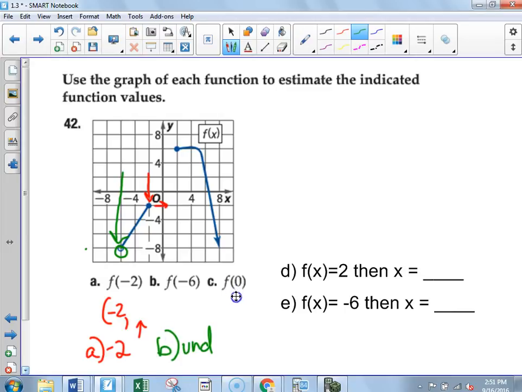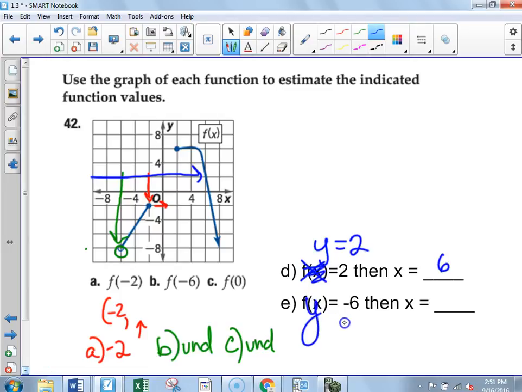What about c? F of 0. Is the graph crossing anywhere here? No. So c is undefined. This is totally different. Do you know what this means, guys? Yes, f of x means y. So if y is 2, what is x? If y is 2, what is x? 6. I think they're counting by 2, so it would be 6. Everybody okay? Now this is the tricky one.